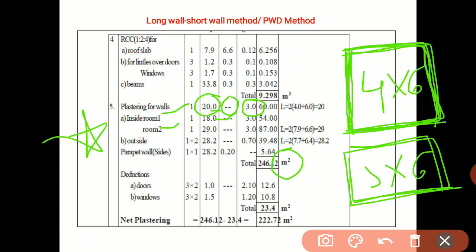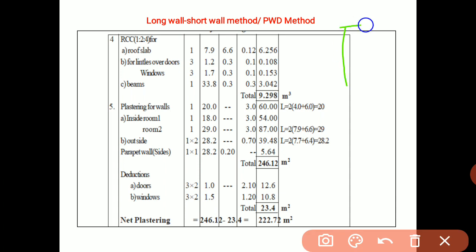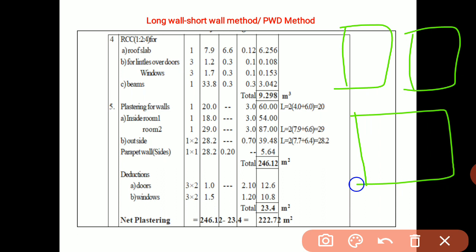Then outside, what this is for interior plastering, so we have considered it room wise, but for exterior plastering we are doing the same work, so we are going to calculate the exterior perimeter. For doing this we are supposed to add 0.3 and this center 0.3 meter width of wall. So that will get us 28.2 meter, with the plastering thickness.